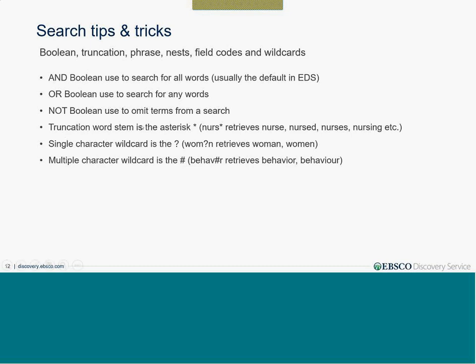The truncation or word stemming device is the asterisk. This is helpful if you're wanting to look for variations on terms. Wherever you truncate or stem that word, the system will look for variations in the term.